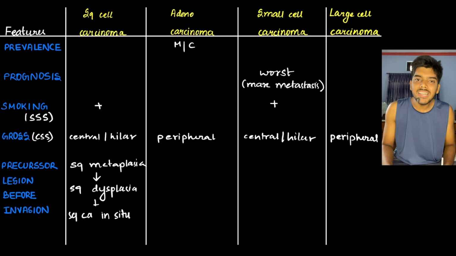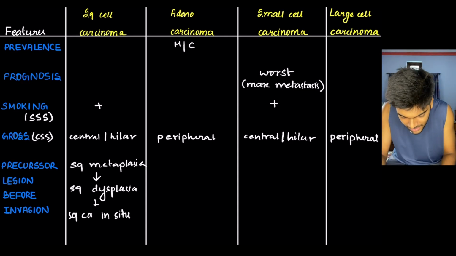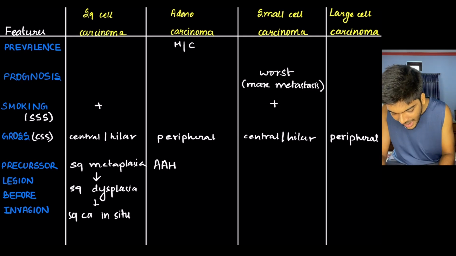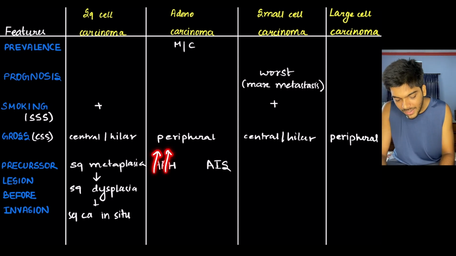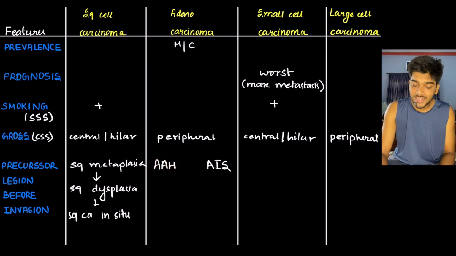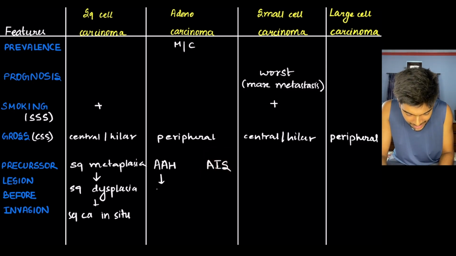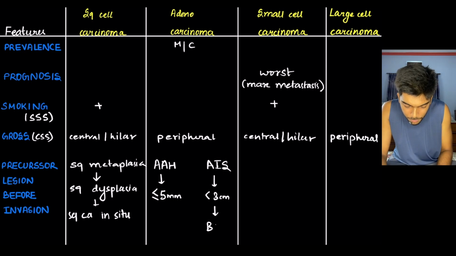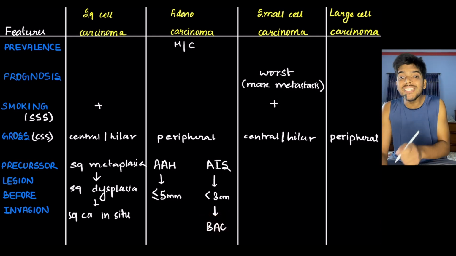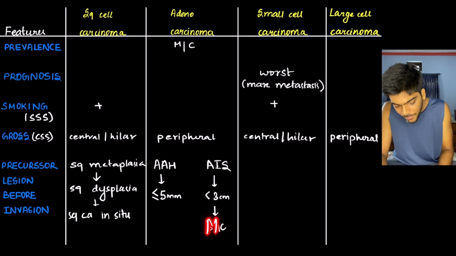All right. Second, adenocarcinoma. It has two precursor lesions, AAH and AIS. AAH stands for atypical adenomatous hyperplasia. AIS stands for adenocarcinoma in situ. AAH is less than or equal to 5 mm in size. AIS is less than 3 cm in size. AIS is also referred to as BAC, or bronchoalveolar carcinoma. So adenocarcinoma in situ is also referred to as bronchoalveolar carcinoma.